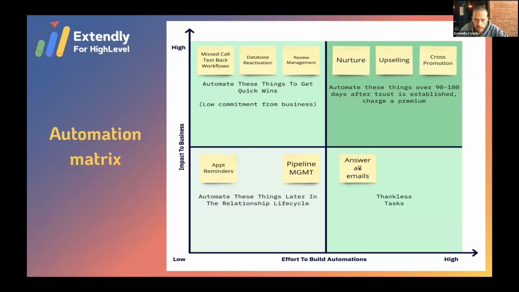And I think I just left this as thankless tasks, and I used an example of answering all emails. But down in the lower quadrant, you basically have stuff that's low impact to the business, high impact to you in terms of the amount of effort it's going to take. So this is the category where we're not going to touch this. We're not going to automate this stuff.